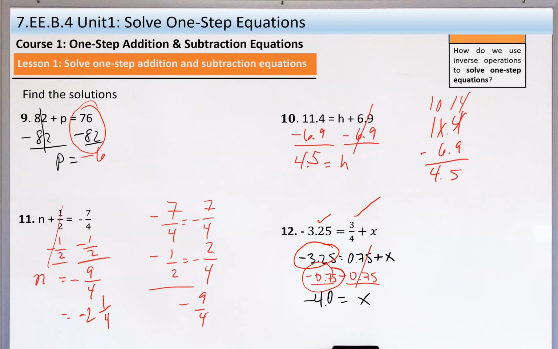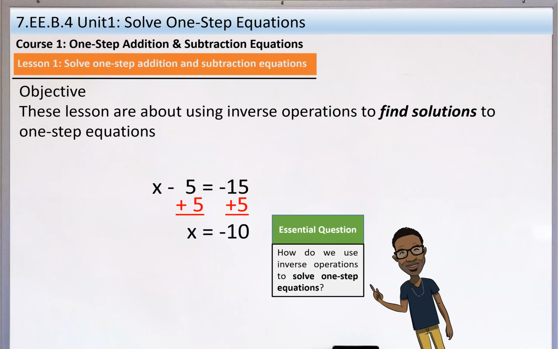Alrighty, so we had 6 minutes. I think we're done. Yes. So we have covered solving one-step addition and subtraction. Next lesson is multiplication and division.